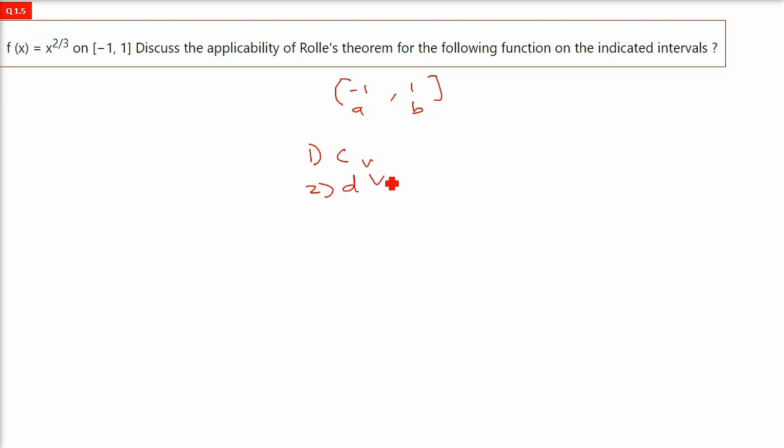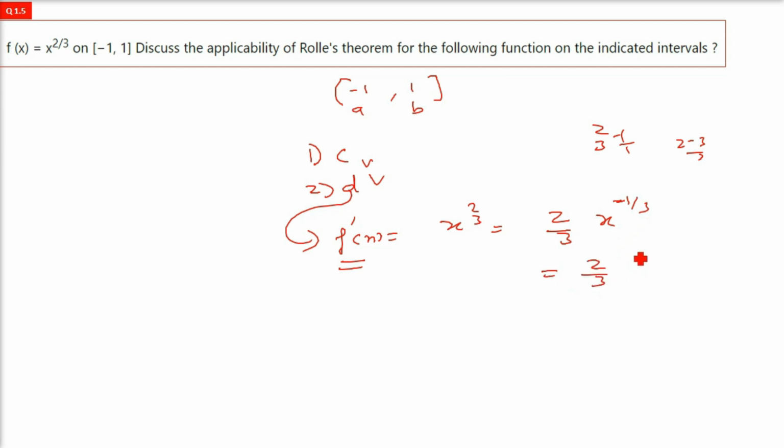Second thing, differentiability. I am skeptical about it. Let us check. Let us differentiate x to the power 2 by 3. What do you get? The first condition is continuity; as I see it as a polynomial, I am saying continuity holds. How about differentiation? The derivative of x to the power 2 by 3 is 2 by 3 x to the power 2 by 3 minus 1. This is 2 minus 3 by 3, that is minus 1 by 3, so x to the power minus 1 by 3. Now take this x to the power 1 by 3 into the denominator. So you have 2 by 3, 1 by x to the power 1 by 3.